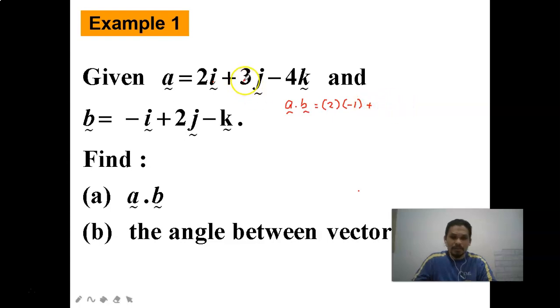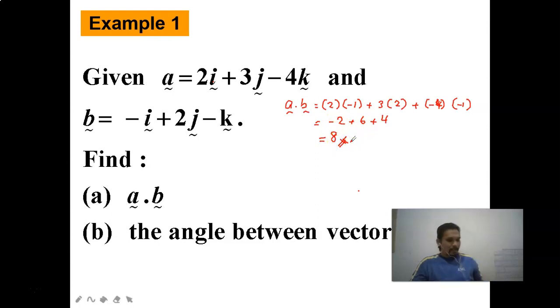plus 3 times 2, and plus negative 4 times negative 1. Okay, 2 times negative 1 is negative 2, 3 times 2 equals 6, negative 4 times negative 1 equals positive 4. 6 plus 4 equals 10, minus 2 equals 8.